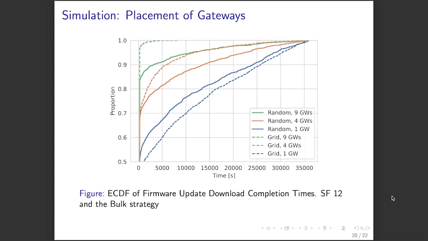We can see that if we compare the random placement of gateways to the grid placement, the grid placement actually outperforms, as expected, the random placement. And in this graph, we can see the proportion of end devices updated over time. We can look at the empirical cumulative distribution function for this, and we can see that in all cases except for one gateway, we outperform with the grid placement. And we use the bulk strategy, which is the strategy where we don't send any uplink from the end devices, and we are only doing downlink, and the gateways are active at all times.